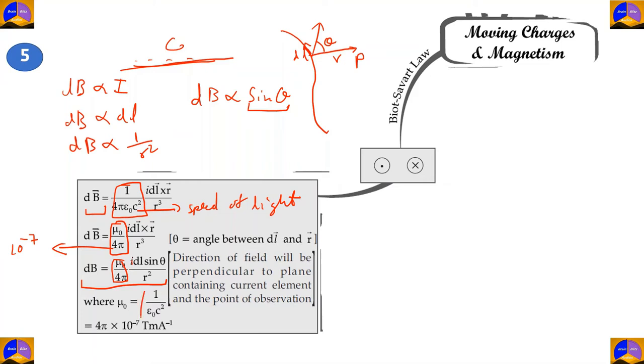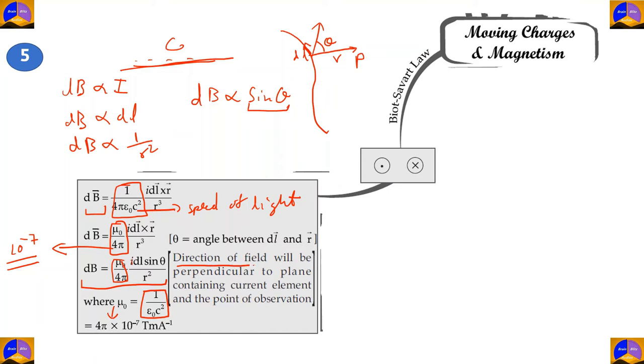So over here, we consider mu naught as 1 by epsilon naught c square. And that's the reason why the whole constant became mu naught by 4 pi. So since mu naught by 4 pi is 10 raised to minus 7, mu naught by itself will be equal to 4 pi into 10 raised to minus 7.